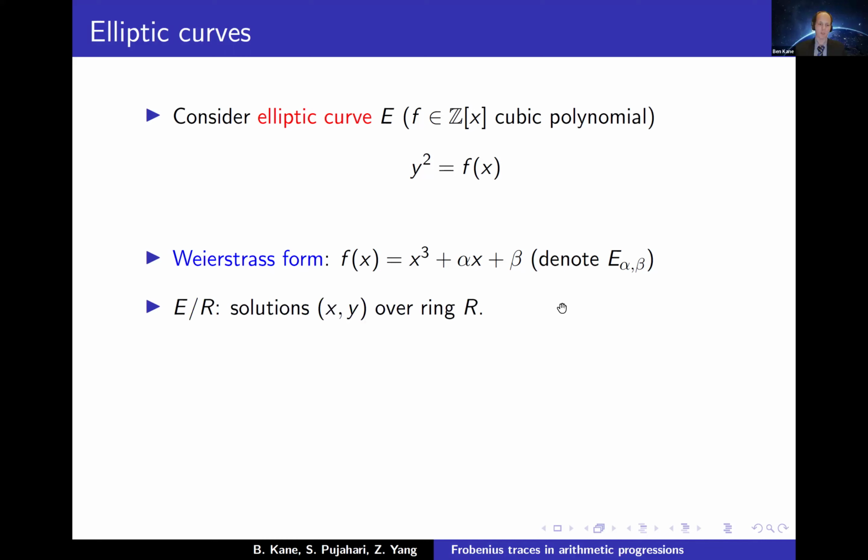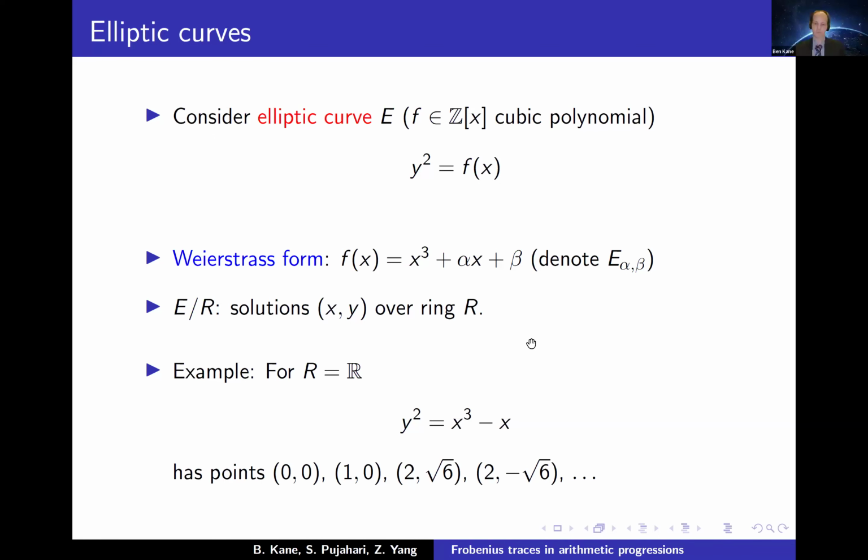And for some ring, you can just look at the solutions, right? So you can just plug in which choices of x and y are solutions, very roughly speaking. So for example, you could take the real numbers and take solutions to y squared equals x cubed minus x. So this has solutions (0,0), (1,0), (2, square root of 6), (2, minus square root of 6), and so on in the real numbers.